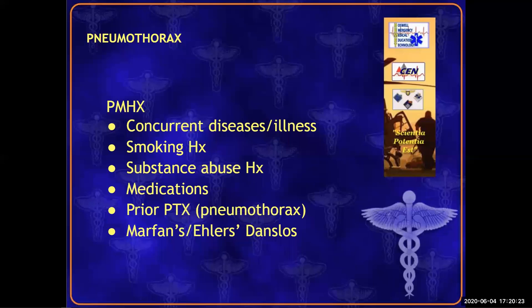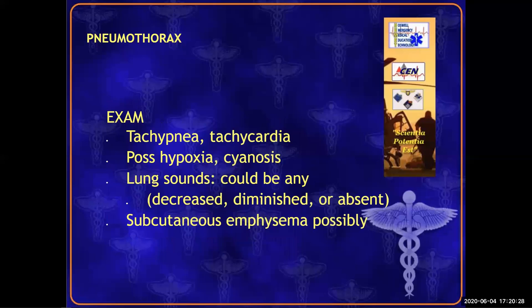So on their exam, you're going to see some evidence of increased work of breathing or decreased pulmonary capacity, right? Depends again how big this thing is. Lungs could be decreased, diminished, or absent. But if they're absent, we immediately stop and address it, all right? Absent is a stop, no-go word for lung sounds, because that means I might have a tension pneumothorax. And we'll come back to that in a minute.